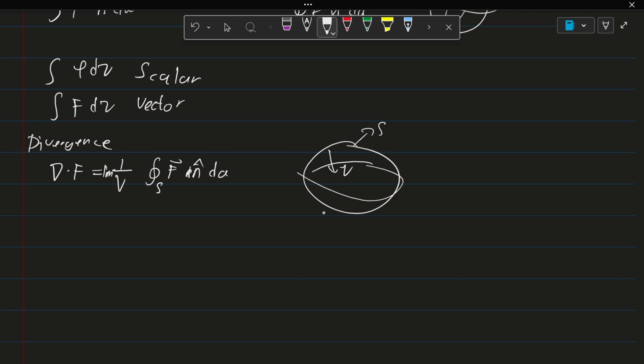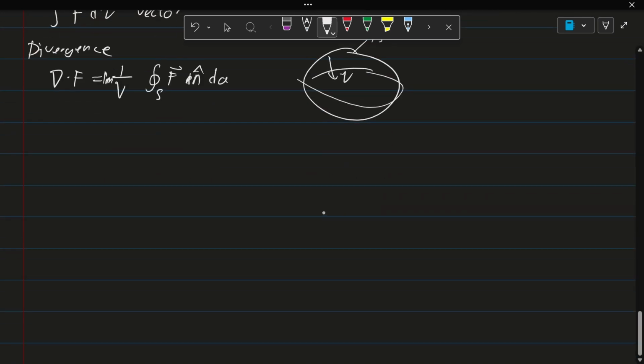So let's try to determine the formula of the divergence in the rectangular coordinate system. And the way that you could do this is by literally taking a cube, and then you would shrink the size until the size of dx dy dz.